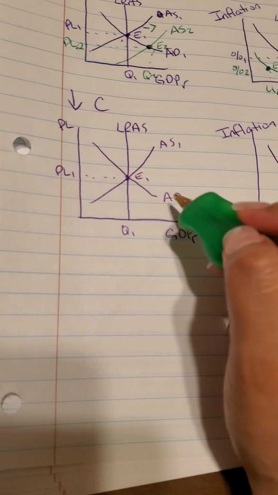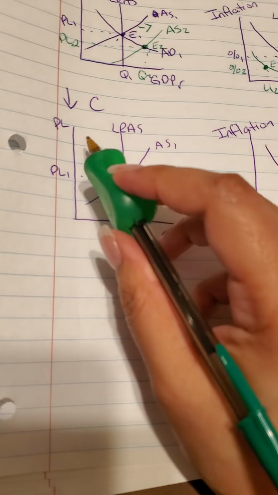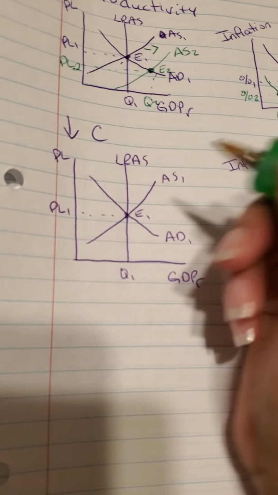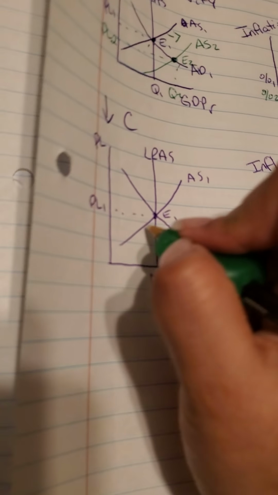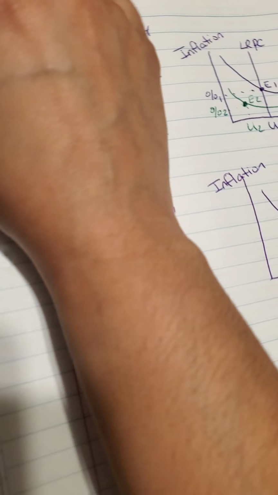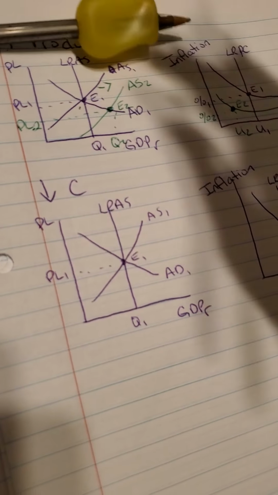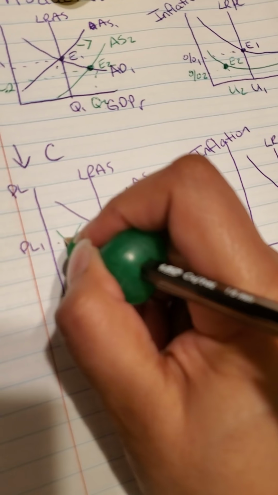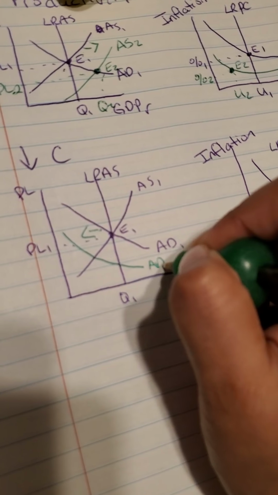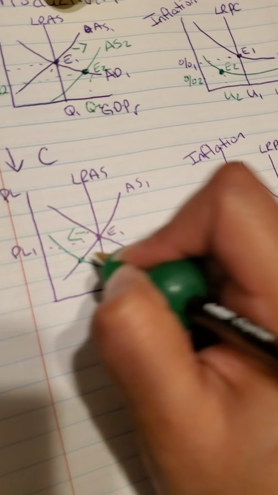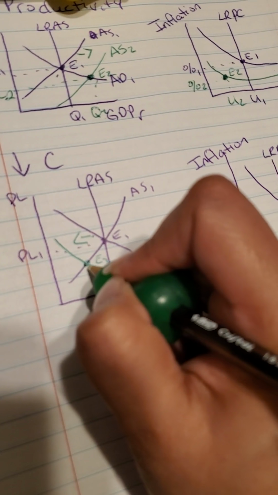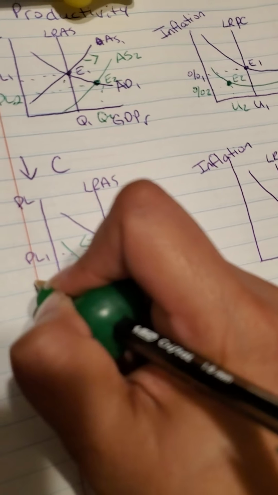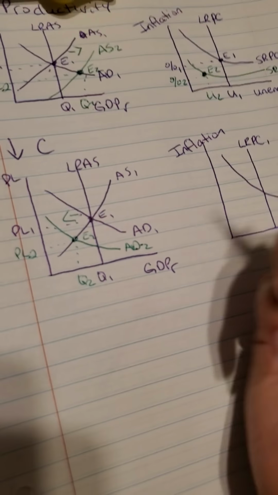Consumer spending is a change in aggregate demand, and since it's a decrease in consumer spending, that means it's a decrease in aggregate demand, so we move our aggregate demand curve. Sorry, the paper's moving. Aggregate demand curve to the left. Draw your new curve, AD2, E2, Q2, and price level 2.